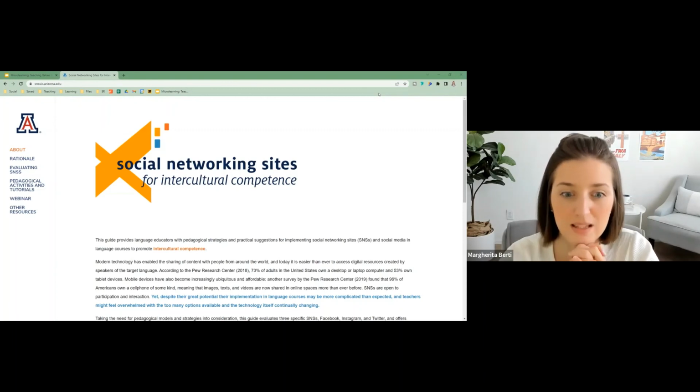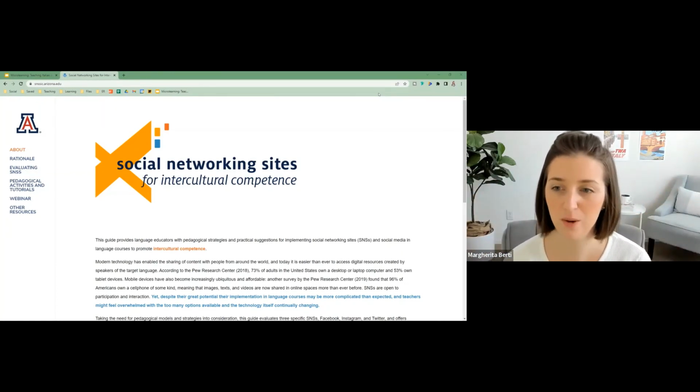And students really feel more engaged because they already use these tools in their daily life, and to see them integrated in the classroom, I think it can help the engagement and the interest in the language.